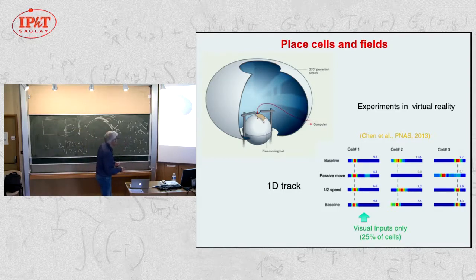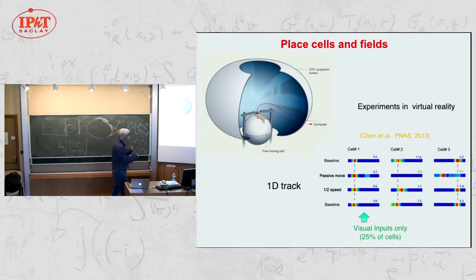So a nice way to do that is virtual reality. This is an experiment which was published a few years ago. So how does that work? The typical setting is this one. You have a rat. The head of the rat is actually fixed, it's maintained. And the rat is moving on a ball.